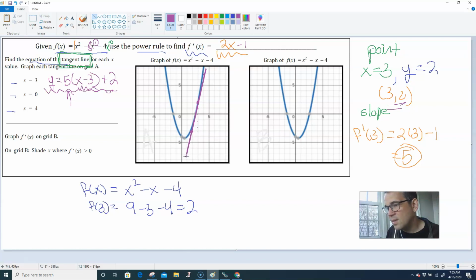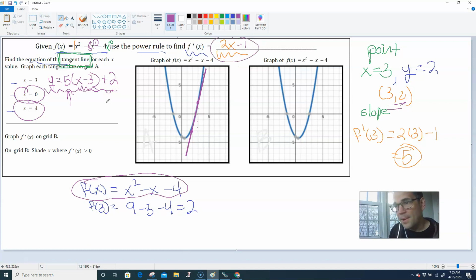And we can see that the line looks like it just barely skims that parabola. And if I were able to zoom in on this area really close, that purple line and that blue graph would look almost identical. I'm going to follow similar steps for when x equals 0 or x equals 4. I'm going to use the function to find the y value. I'm going to use the derivative to find the slope. I'm going to get my point slope form, and I'm going to graph.